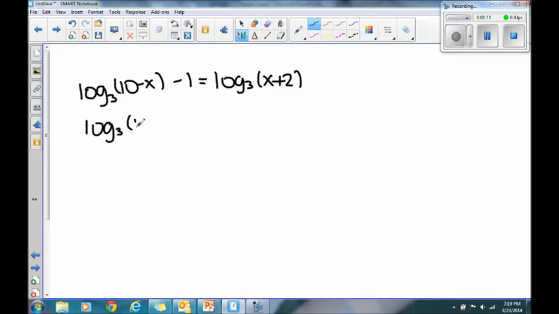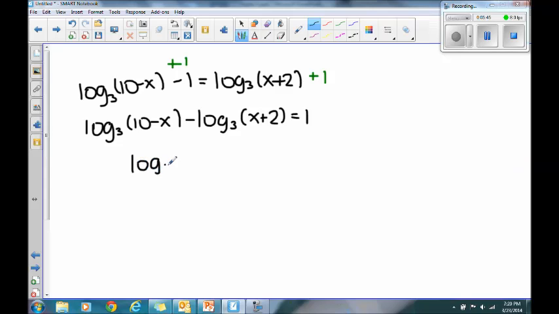So I'll leave my log base 3 of 10 minus x. I'm going to subtract log base 3 of x plus 2 to the other side. I'm also, hopefully this doesn't screw anybody up, but in the same step, I'm going to add the 1 to both sides. So the 1 moves to the right, this log term moves to the left. Now that they're on the same side, I want to combine all of my log terms into a single log term. And in this case, we have a minus sign in between, which means instead of a product, I'm now going to create a quotient from those two terms.